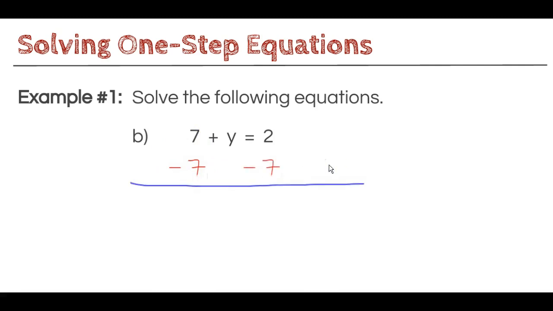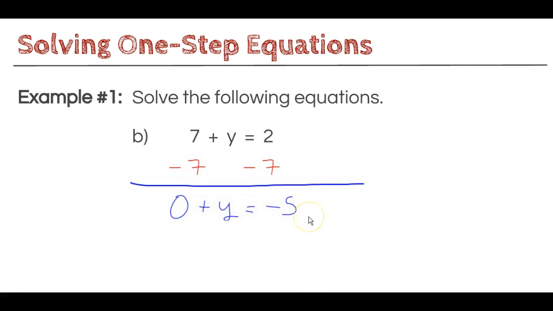Now I'm ready to start simplifying this. So when I take my 7 minus 7, I get 0. My plus y, I didn't add or subtract anything from it, so it remains as a plus y. On the right side of my equation, I started with 2, but then I took away 7. So this is where you may want to double check with your calculator because we are going to be looking at some negative numbers at times. So 2 take away 7 gives me -5.